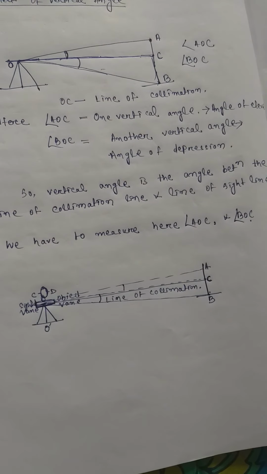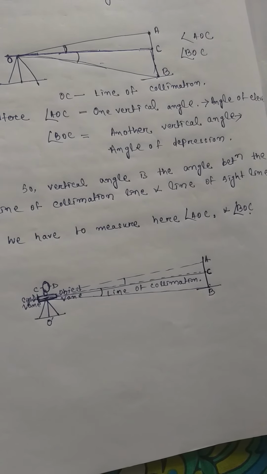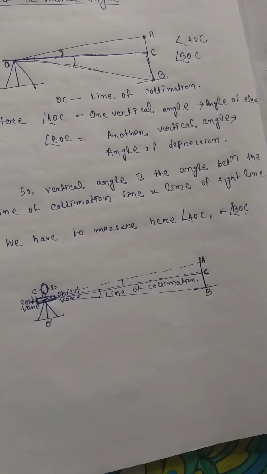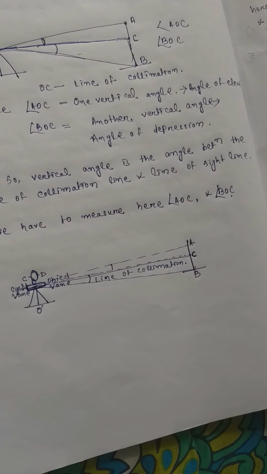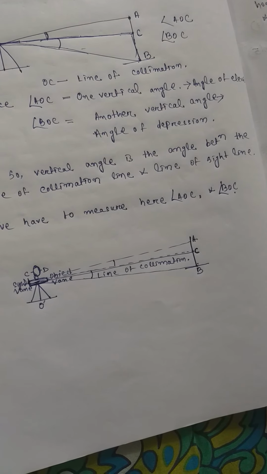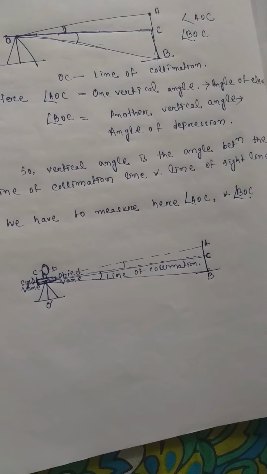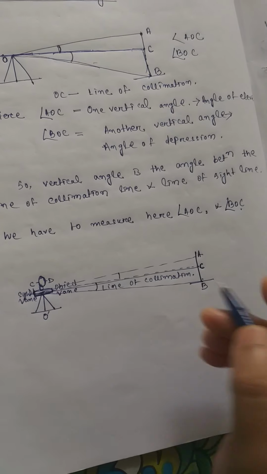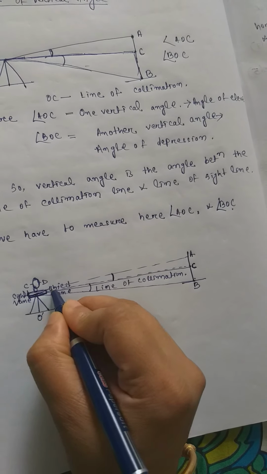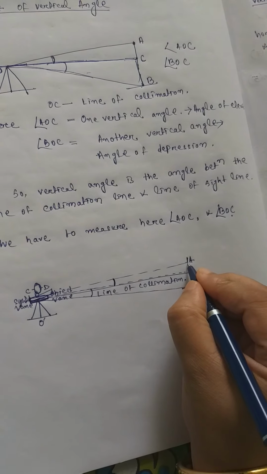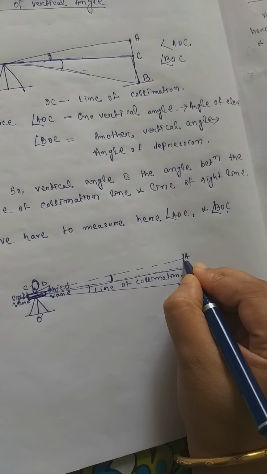Let the point at the staff be C. Then we have to see the point A. When the line of collimation is exactly horizontal, that is, the verniers C and D are set at 0 degree, then we have to measure the angle of elevation, that is the AOC angle. So we have to raise the telescope to see the point A, and the point A is bisected accurately.